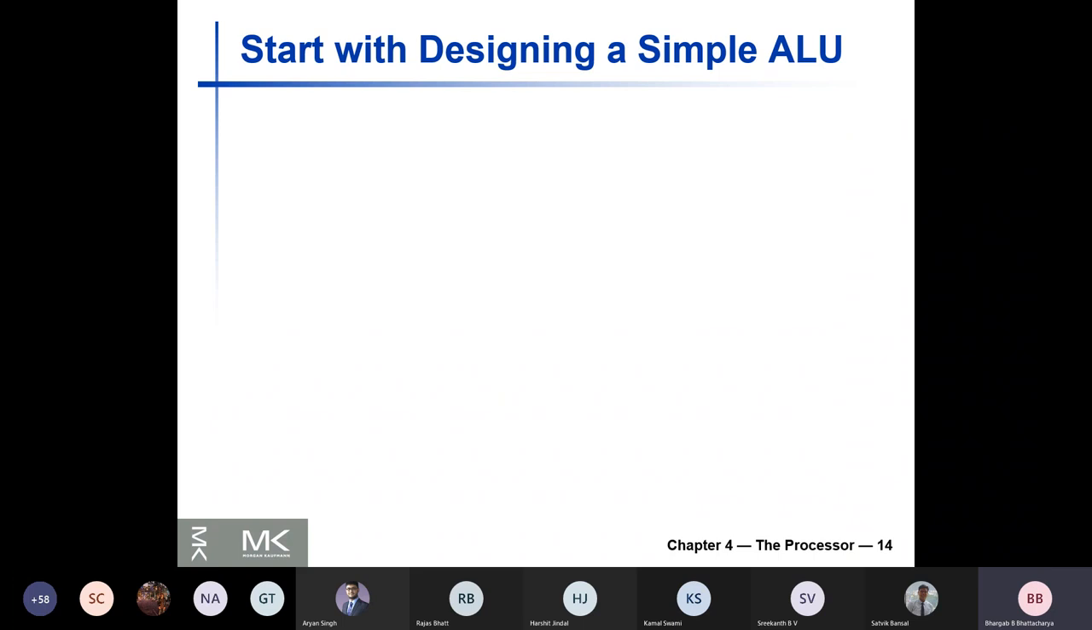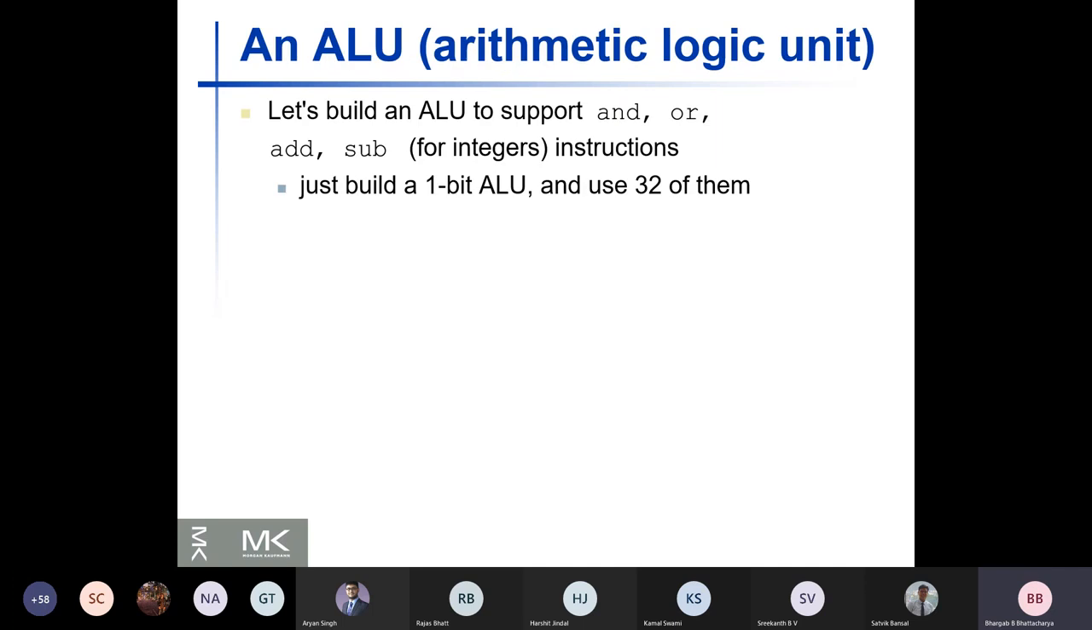We start with designing a very simple ALU first. We'll start with a 1-bit ALU, which you have already seen many times, and then we'll build a 32-bit ALU. You have also seen this when you talked about arithmetic design, but still we will start from scratch and show the steps. Let us build an ALU to support AND, OR, addition and subtraction for integers. We build a 1-bit ALU and use 32 of them in series to construct a ripple carry structure.